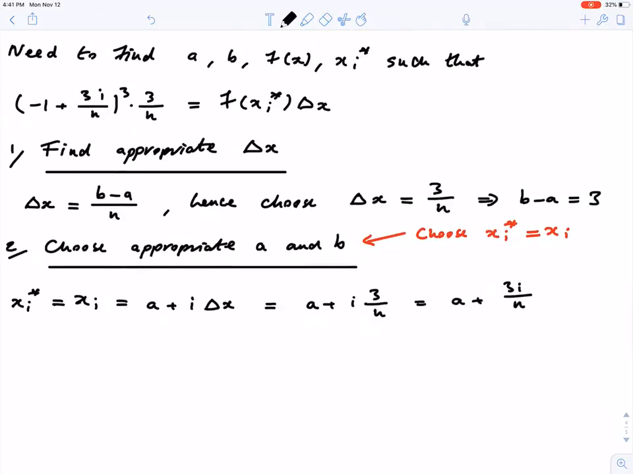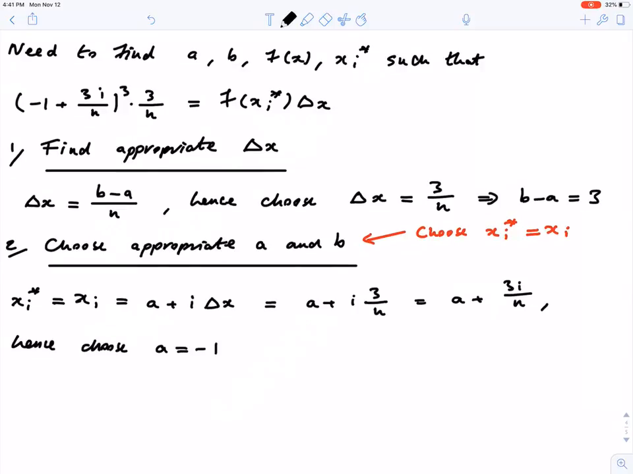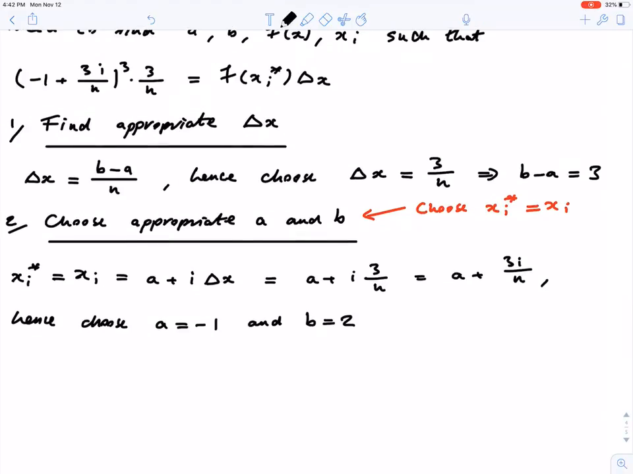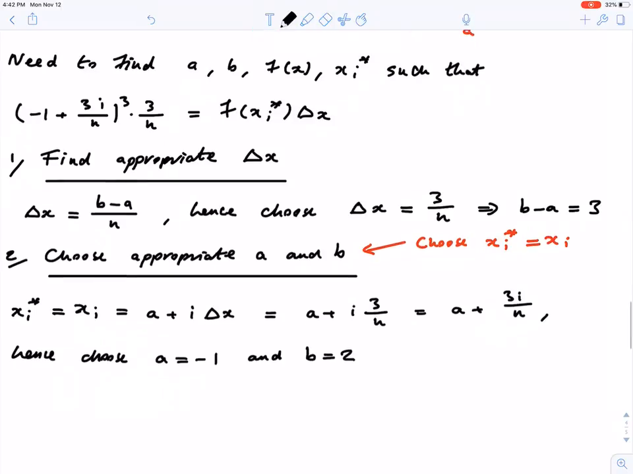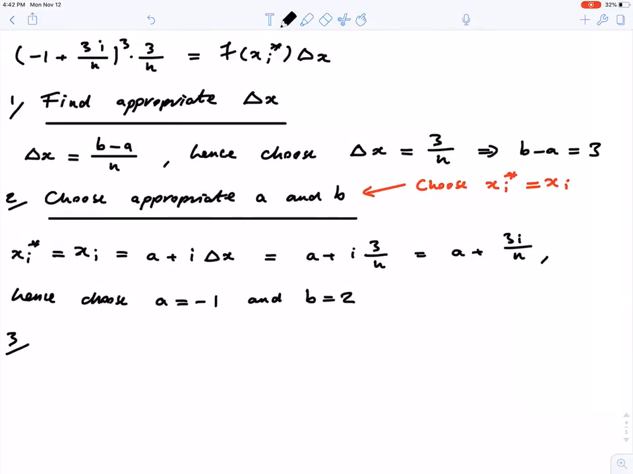So this is a tricky procedure. This is why I want to go through it. Hence choose a is equal to minus 1. If a is equal to minus 1, well, by step 1 I know that b minus a is 3, so that means b would have to be equal to 2, yeah? So now I've got my xi star, I've got my a, and I've got my b. All I really need is my f. Choose appropriate f.